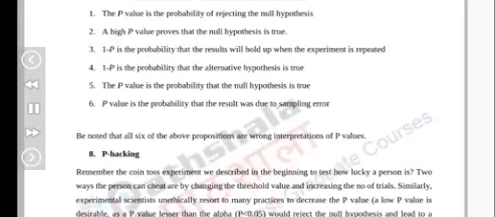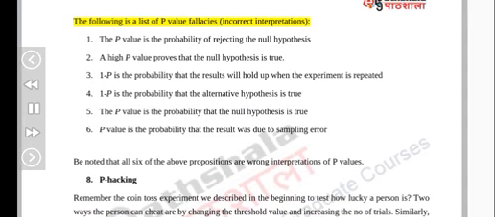The following is a list of p-value fallacies, incorrect interpretations. 1. The p-value is the probability of rejecting the null hypothesis. 2. A high p-value proves that the null hypothesis is true. 3. 1 minus p is the probability that the results will hold up when the experiment is repeated. 4. 1 minus p is the probability that the alternative hypothesis is true. 5. The p-value is the probability that the null hypothesis is true. 6. P-value is the probability that the result was due to sampling error. Be noted that all 6 of the above propositions are wrong interpretations of p-values.